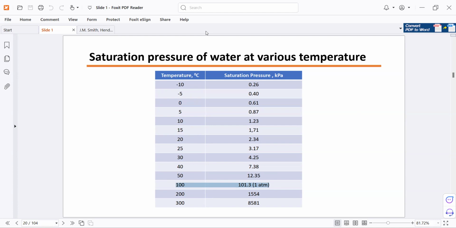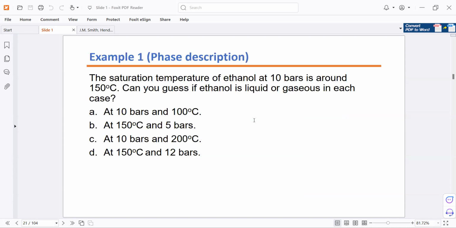Okay, so if the atmosphere is thinner, so the pressure is lower, the boiling point of water would be lower. Okay, so as we increase the saturation pressure, the boiling point will also become higher. Okay, so now let's try example 1.